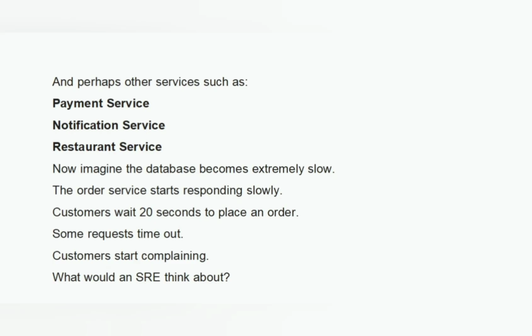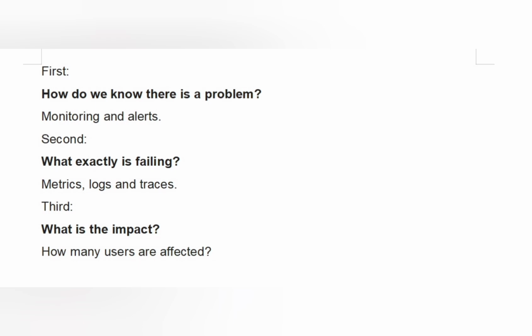Now imagine the database becomes extremely slow. The order service starts responding slowly. Customers wait for 20 seconds to place an order. Some requests time out. Customers start complaining. What would an SRE think about? First, the SRE should think about how do we know there is a problem. Monitoring and alerts. This is how we can know where the problem is.